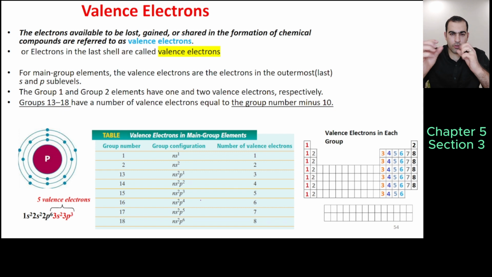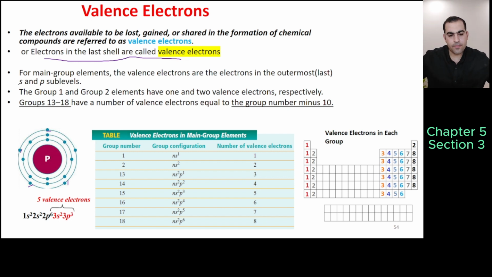Electrons are going to be lost or gained. Which electrons are going to be lost, gained, or shared? Valence electrons. What are valence electrons? Or we can say another definition: electrons in the last shell are called valence electrons. Look here at phosphorus, the electrons in the last shell, we call them valence electrons.